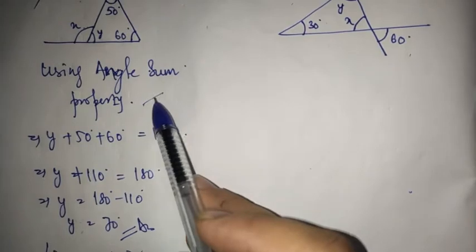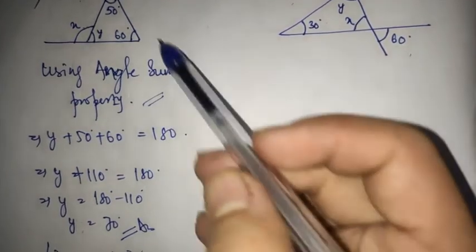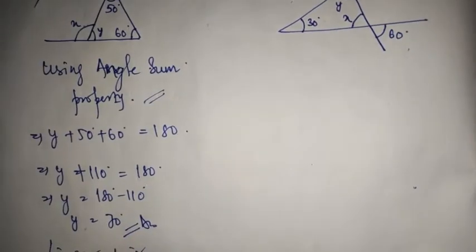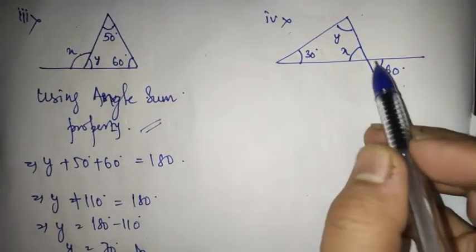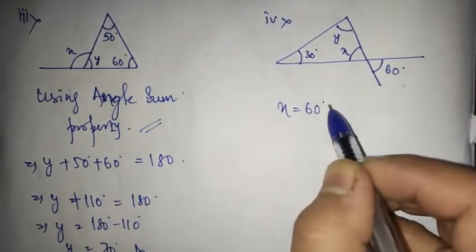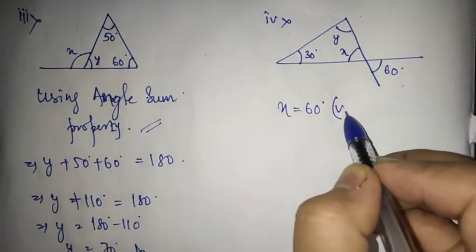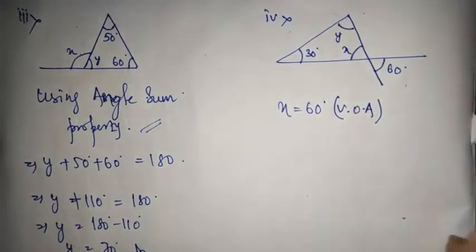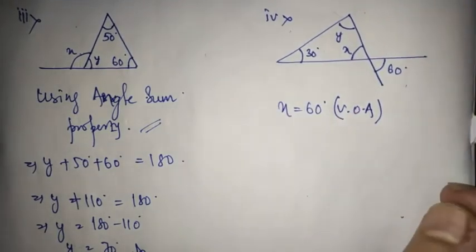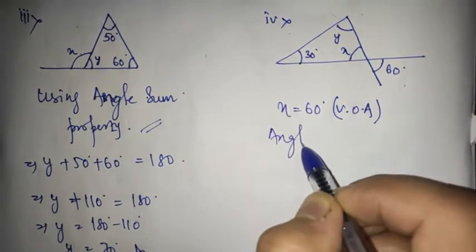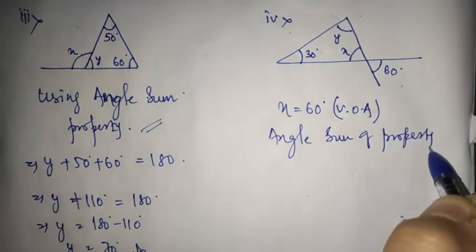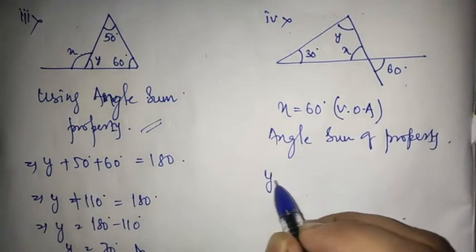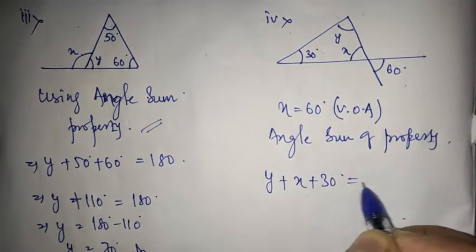So again you found the value of y also using the concept of angle sum property, which states that the sum of all the interior angles is 180 degrees, isn't it? Now proceeding to the part 4, you can see x value can be written as 60 degrees. Why? Because this is the vertically opposite angle you have here, right? So you got the value of x, 60 degrees. Now you find y using the angle sum property. What is angle sum property? Yes, just now I have mentioned, the sum of all the interior angles is 180 degrees. So y plus x plus 30 degrees is equal to 180 degrees.